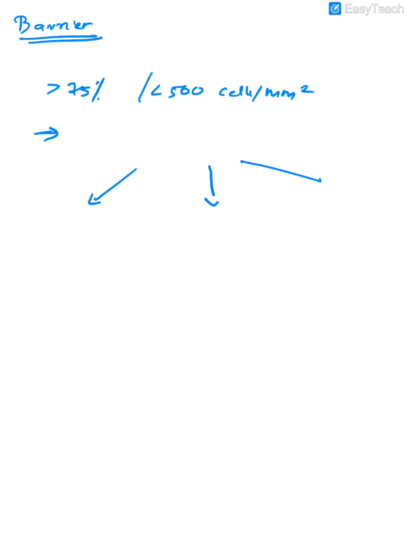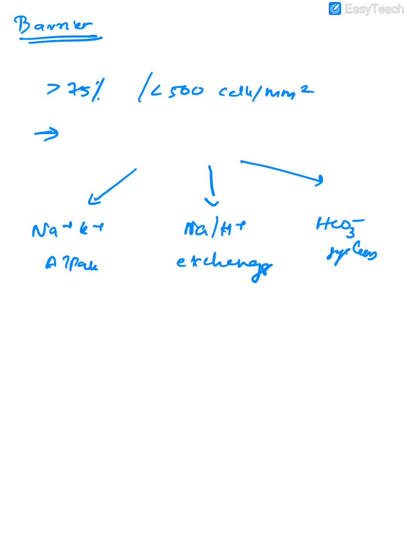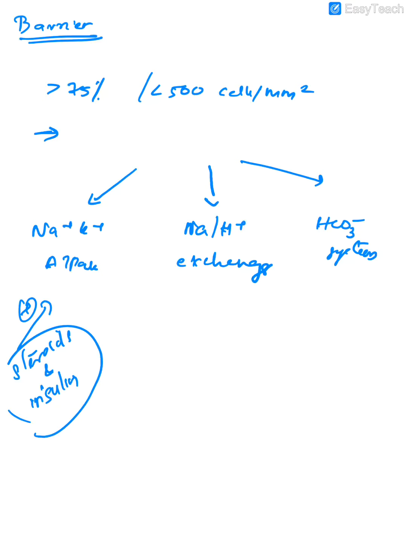Now, the endothelium has various ion transport mechanisms like sodium potassium dependent ATPase. There is a sodium hydrogen exchanger. There is a bicarbonate system which is led by the enzyme carbonic anhydrase. So, sodium potassium ATPase is activated by steroids and insulin. Now, the endothelial cells do not proliferate. So, once an injury has occurred, the lost cells cannot regenerate back.